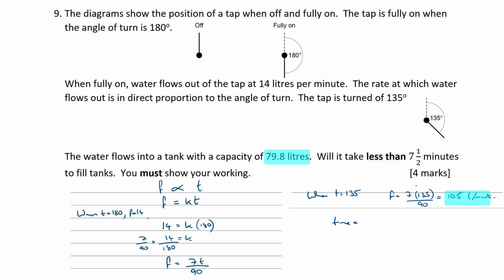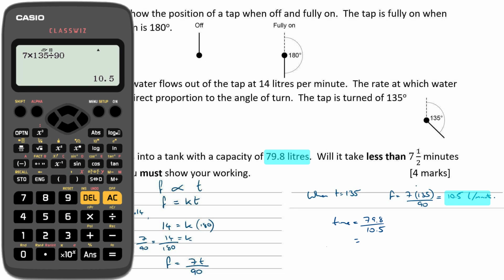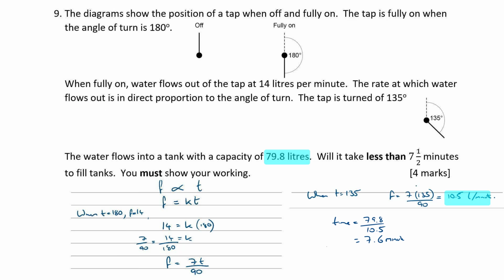So time is going to be 79.8 divided by 10.5. So what's that? 79.8 divided by 10.5. That gives me 38 over 5, which is the same thing as 7.6. Takes 7.6 minutes. Will it take less than 7.5 minutes to fill the tank? Well, 0.6 is more than half a minute, isn't it? So my answer is no.